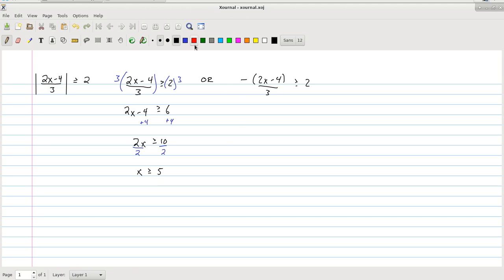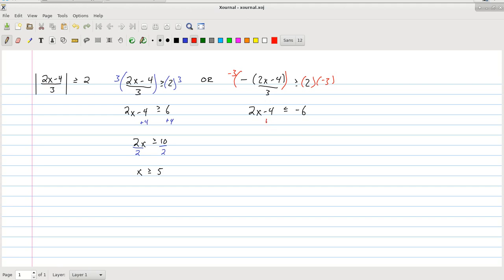We're going to start this the same way. I want to get rid of the 3 and the negative sign. So let's multiply both sides of the inequality by negative 3. On the left-hand side, the negatives are gone, the 3's reduce out, we're left over with just 2x minus 4. This inequality, because we multiplied by a negative, will switch direction. So this becomes less than or equal to. We multiply 2 times negative 3, we've got negative 6.